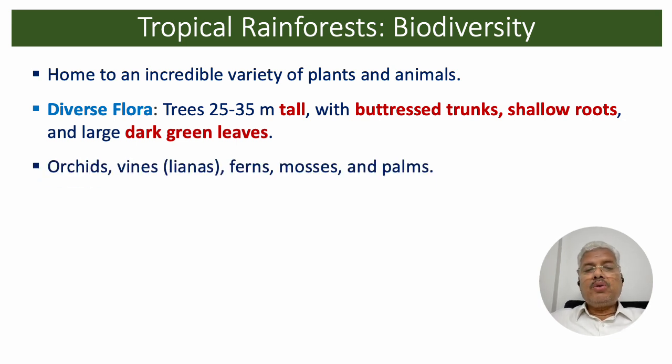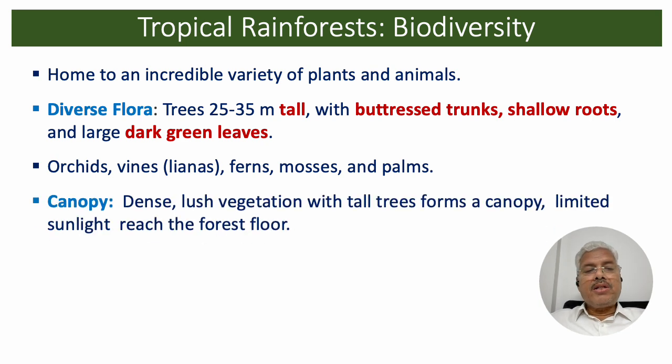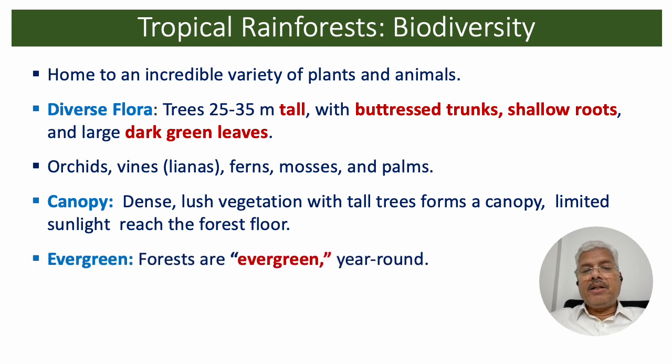Trees are 25 to 35 meters tall, with buttressed trunks and shallow roots, mostly evergreen with large dark green leaves. Plants such as orchids, bromeliads, vines, ferns, mosses, and palms are present in these forests. The canopy in the tropical forest is multi-layered and continuous, allowing little light penetration.